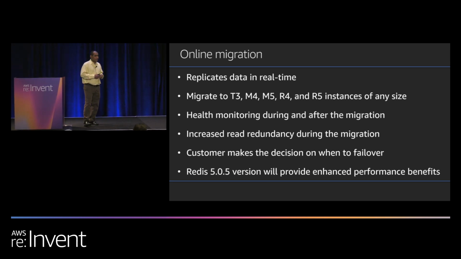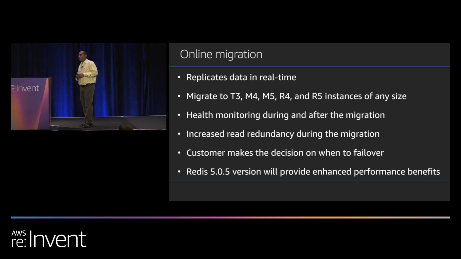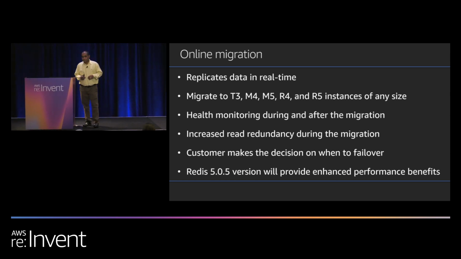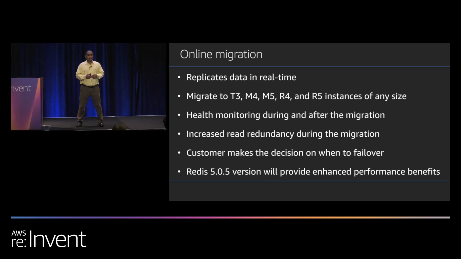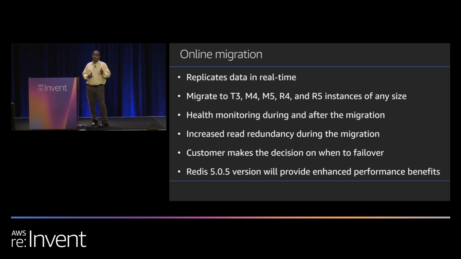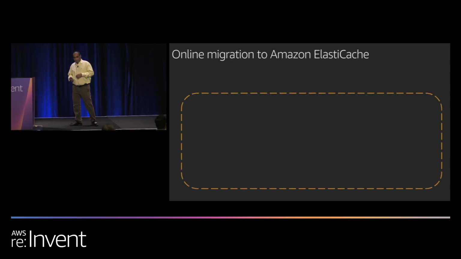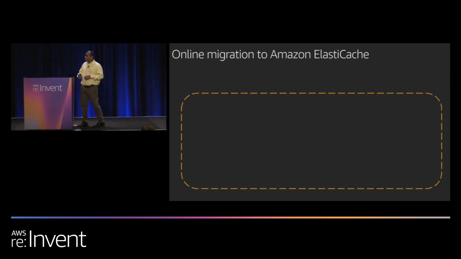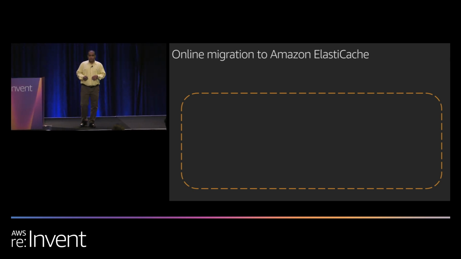And finally, you are going to be on the new engine version, 5.0.5, which is the version that we recommend for all customers. The idea is that you are on an engine version that is tuned for performance, and you get all the benefits and innovation that we have been making on Redis separately from OSS. With that said, I want to show you how it works in terms of flow, and then we have a demo as well.